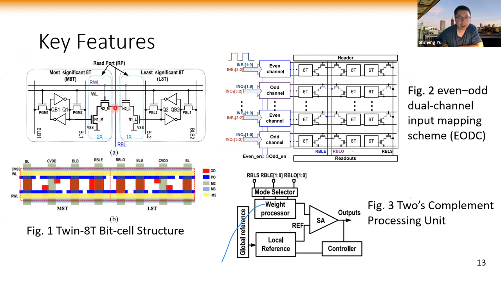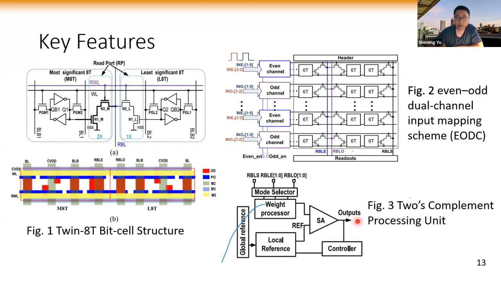So if we add up the current naturally along the bitline, then the bitline current will represent twice the MSB plus the LSB. So the significance is reconstructed in this way. And there are some other design techniques to enable the dual channel processing. I'll skip that.